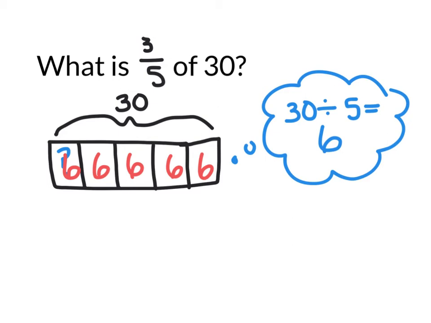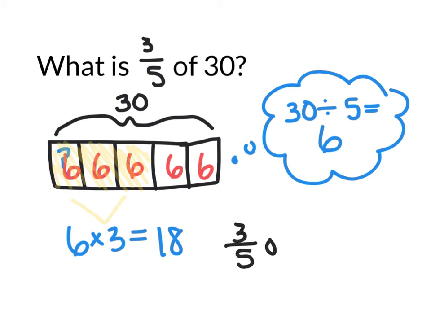I want to give 3/5 of my 30 marbles to my friend because I really like them. So that means 3 of my pieces. 3 6s all together. 6 times 3 equals 18. So now I know that 3/5 of 30 equals 18.